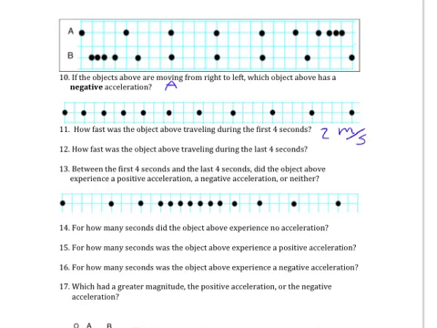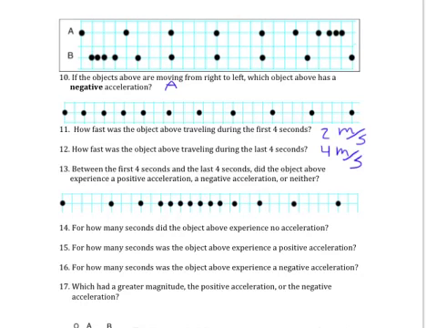How fast is the object traveling during the last 4 seconds? Well, here's our last 4 seconds. Let's see, here's the last 1, 2, 3. The last 4 seconds, well, the last 4 drops at least. It was going 1, 2, 3, 4. It was going 4 meters per second. So the lesson here is as the dots get farther apart, you must be going faster.